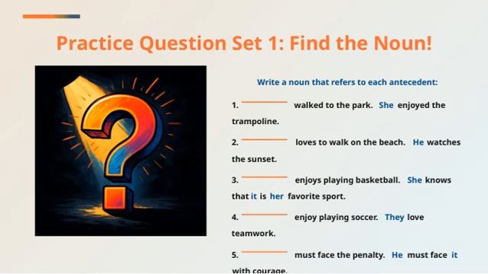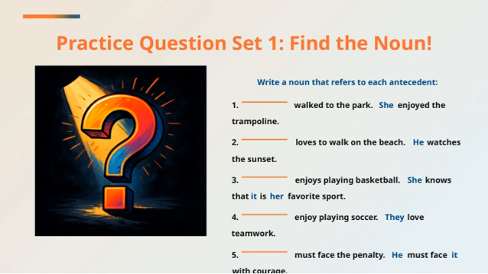Let's take a closer look at this slide. We see a series of sentences that highlight the importance of understanding antecedents and how they relate to pronouns. For example, in the phrase "with courage," the word "it" must refer back to something, and understanding what it is referring to is key. Similarly, in the sentence, "he must face the penalty," "he" clearly points to a specific person or subject we've already mentioned.